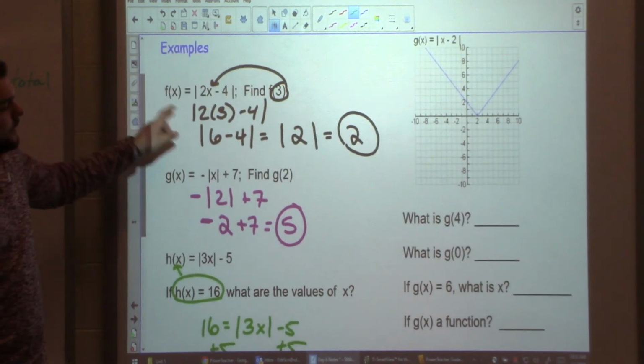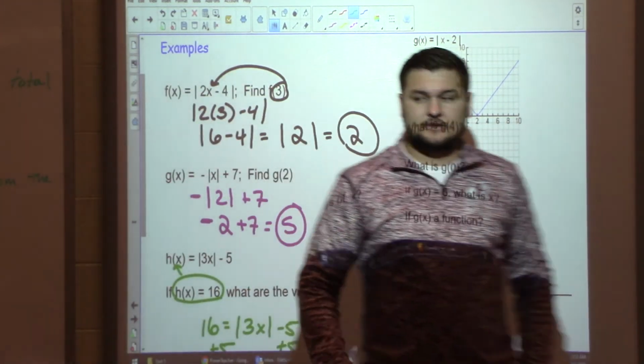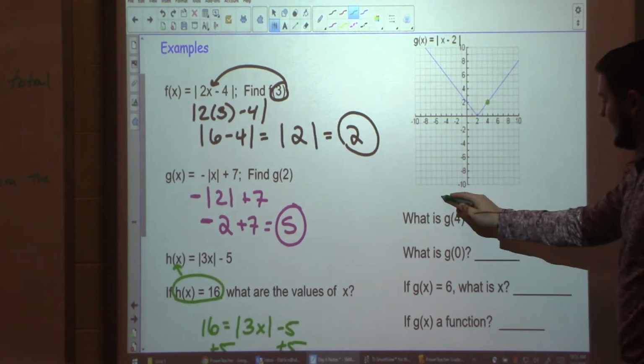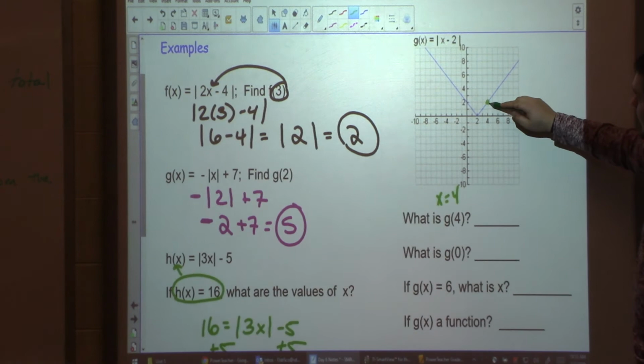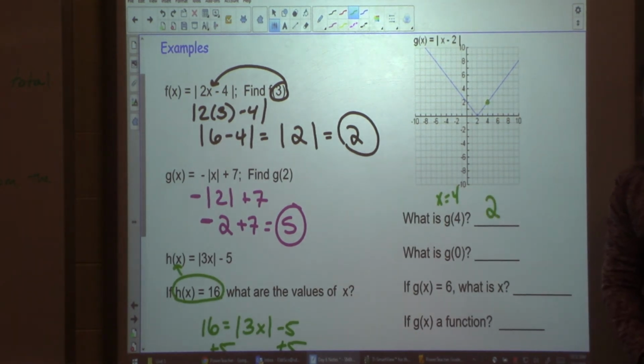Okay. Who can tell me what G of 4 is? 2. How'd you get that, Baker? I went on the x-axis to 4 and then up to the graph. Perfect, right? Where x equals 4, we're going to know what y equals. So we find where x is 4, find it on our graph, y is 2 at that point. Good. What about G of 0?